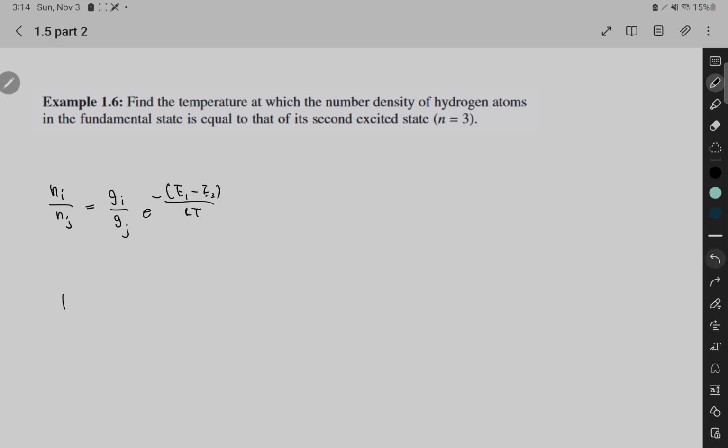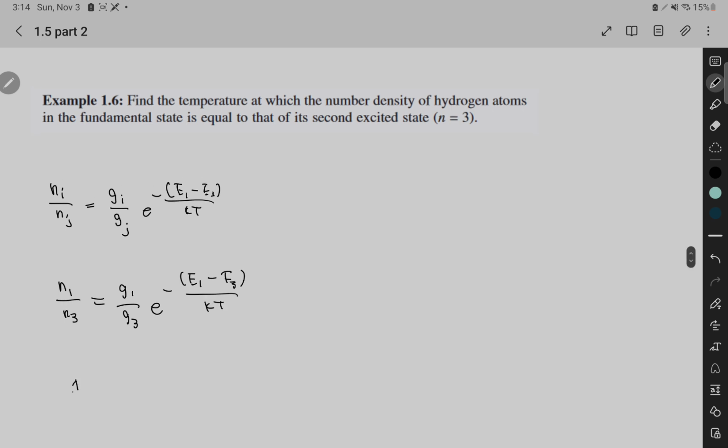So actually, let's write it in terms of the numbers. This is more clear. So n1 over n3, g1 over g3, e to the power of negative, the energy difference is E1 minus E3, over kT, right? And then, as I said, this is going to be 1.